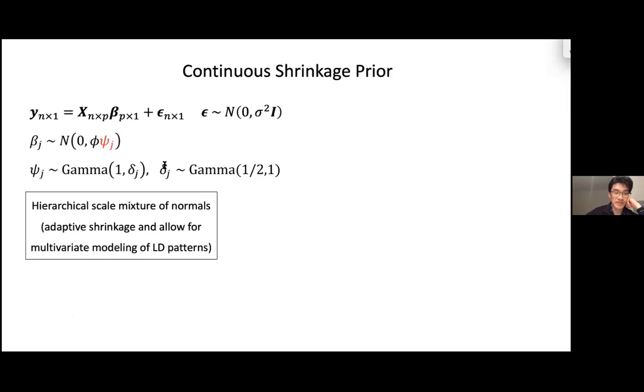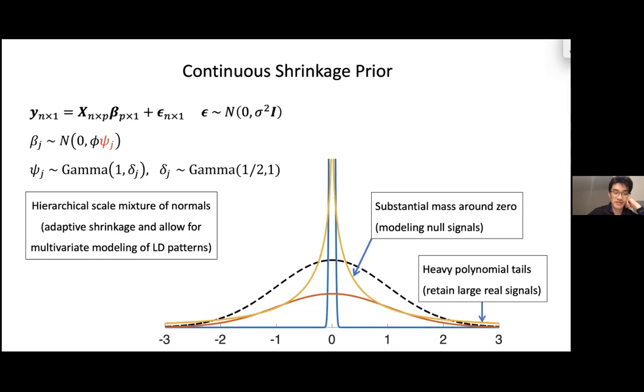And you can see that if we integrate out these hyperparameters, the density function of this prior is continuous, which can also be seen in this density plot on the right. Here the dashed black line is the normal prior for reference, the red and blue lines are the two components of the spike and slab prior, and the yellow line is the continuous shrinkage prior. You can see that unlike this two component spike and slab prior, the prior we used is one continuous density function, but it can approximate the shape produced by these discrete mixture priors. Compared to the normal distribution, we put substantial mass near zero, which can impose strong shrinkage on small and noisy signals. In the meantime, this distribution has heavy polynomial tails, which can retain large and real signals.